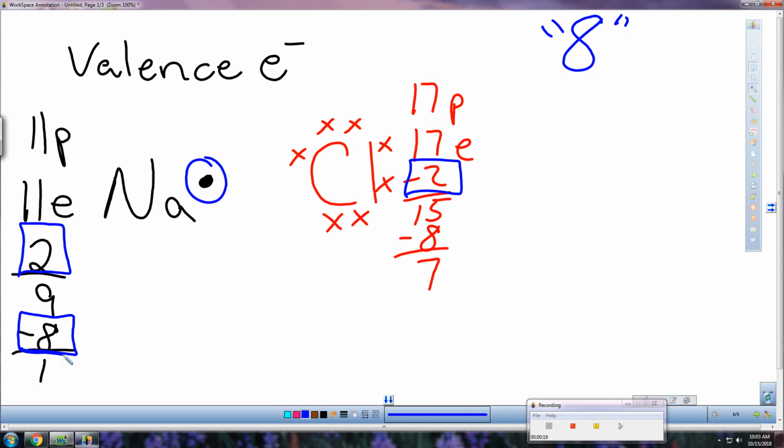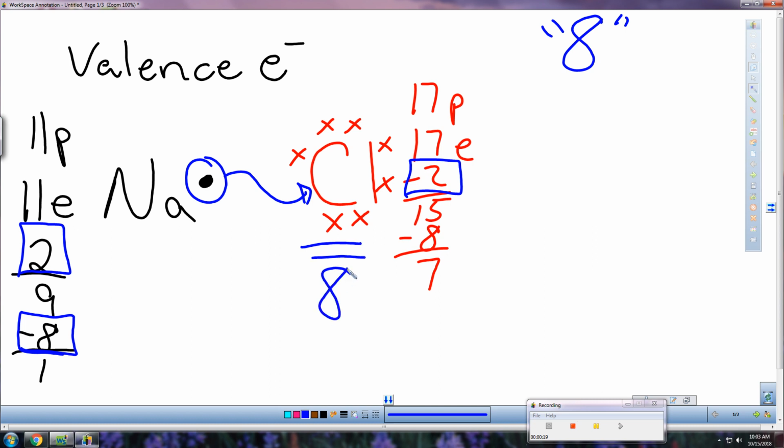Chlorine has 7. It's looking to either pick 1 up, or it's looking to get rid of 7. And again, think about it. What is the least amount of work to do? For chlorine, the least amount of work is to go find 1 electron from a partner and take that electron from them. Now chlorine has taken sodium's extra electron. Chlorine now has a total of 8.